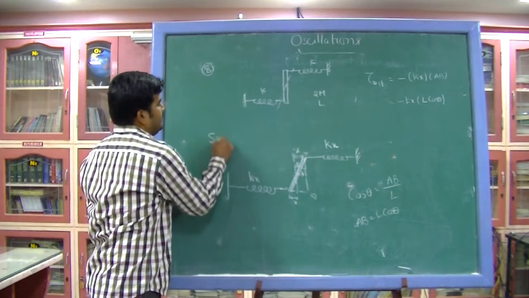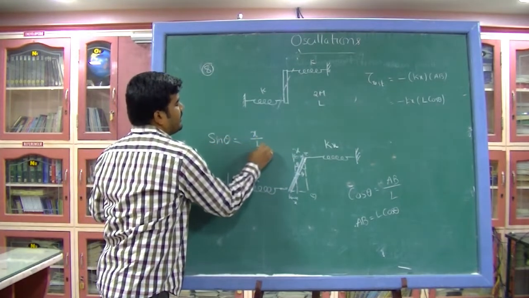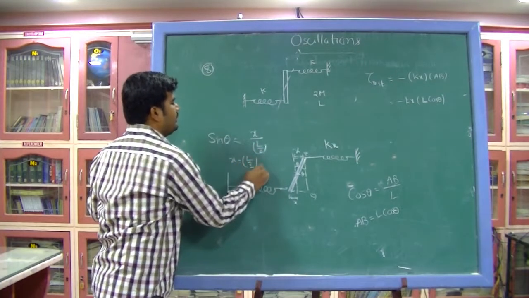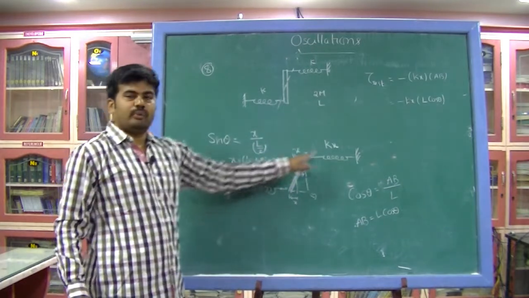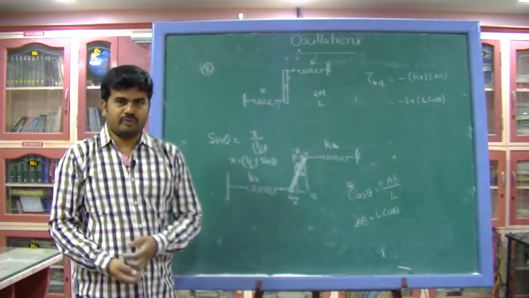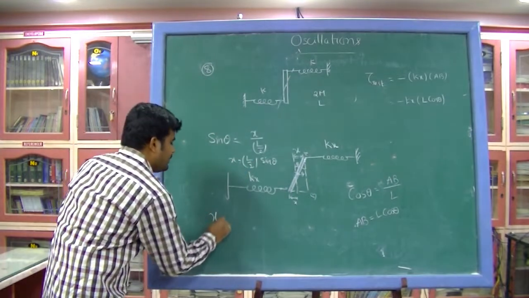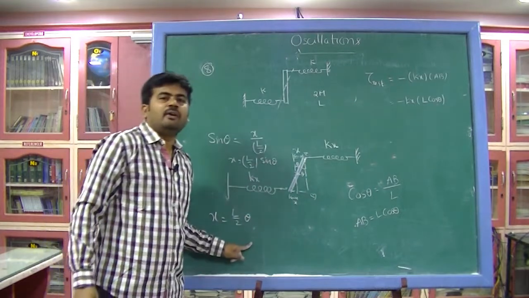Sin theta is equal to opposite side by hypotenuse. The hypotenuse for the triangle is L by 2. So, x is equal to L by 2 into sin theta, that is the value. Because the angle is very small, I can take the small angle approximation for simple harmonic oscillations here. So, here the x value can be L by 2 into theta, because sin theta is theta for a small angle.